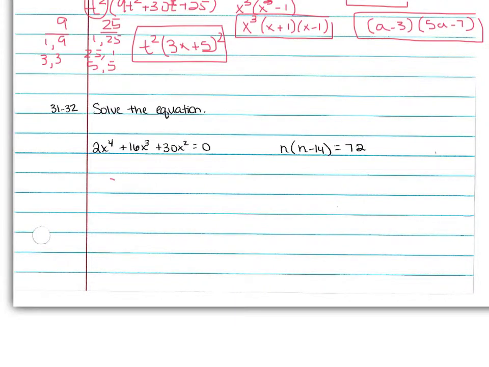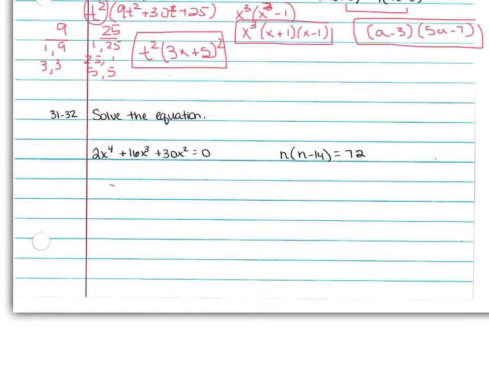In questions 31 through 32, you have to solve the equation, but again, you are going to have to factor the whole thing completely before you can actually solve the equation. So, in this first one at least, I need to pull out a 2 and an x squared from each part.